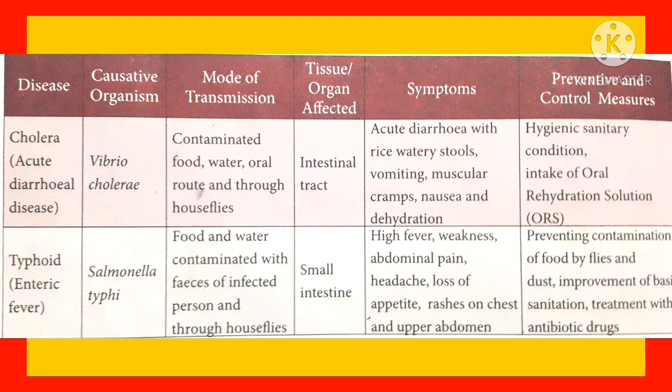Which organ will it affect? Intestinal tract. Symptoms: acute diarrhea with rice watery stools. So often getting loose motion, vomiting, muscular cramps, that means muscles getting pain, nausea and dehydration. Nausea means vomiting sensation. So preventive measures, how can we prevent the disease cholera?